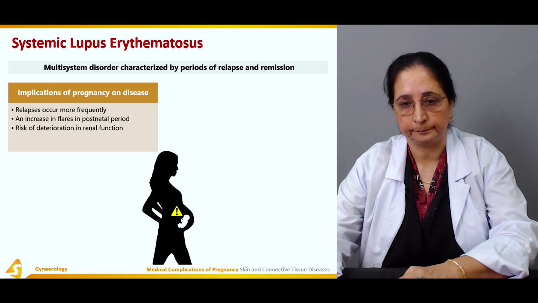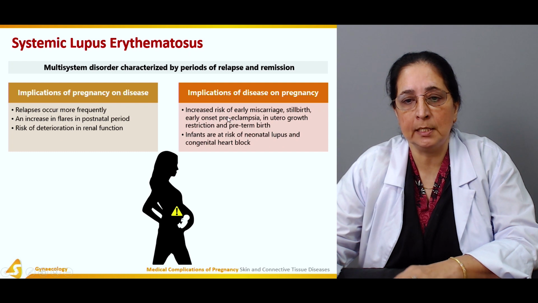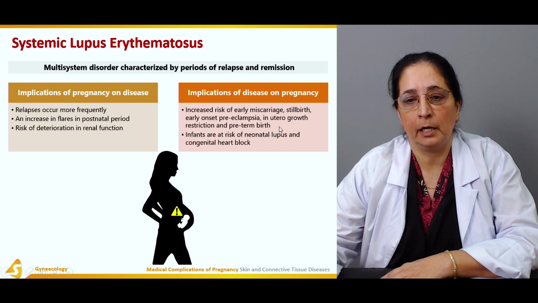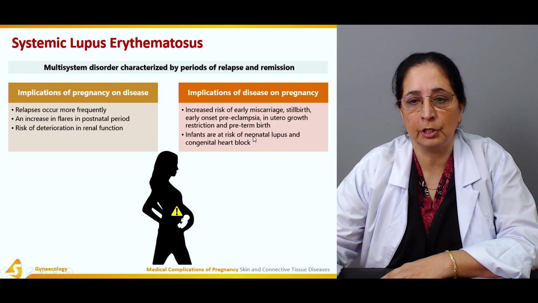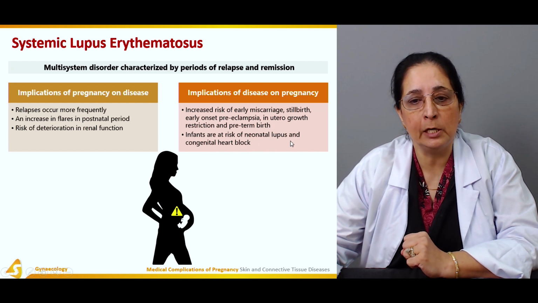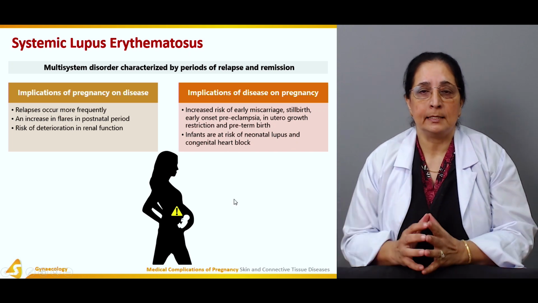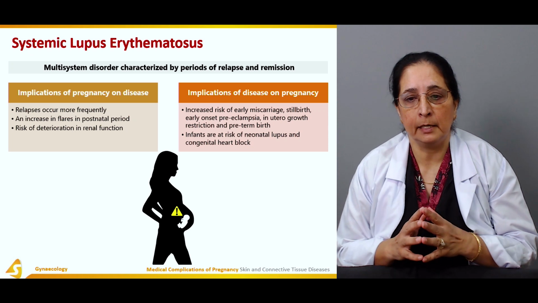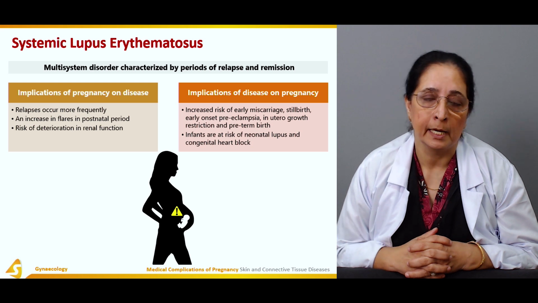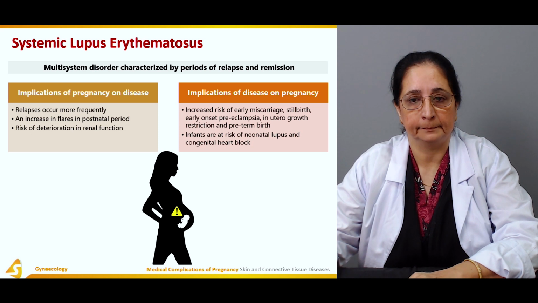Then the implication of the disease on pregnancy: increased risk of miscarriage, stillbirth, preeclampsia, in utero growth restriction, and preterm birth. Infants are at risk of neonatal lupus and congenital heart block. So it has an effect on pregnancy. The infants are at risk of neonatal lupus erythematosus, and it can also cause heart block in the infant.